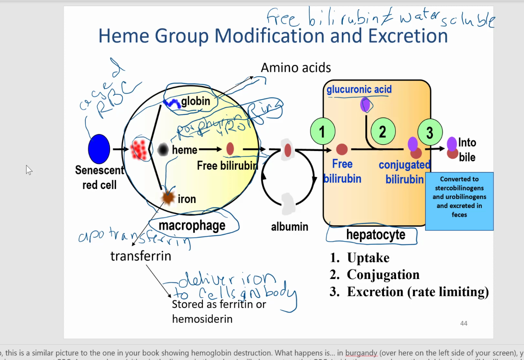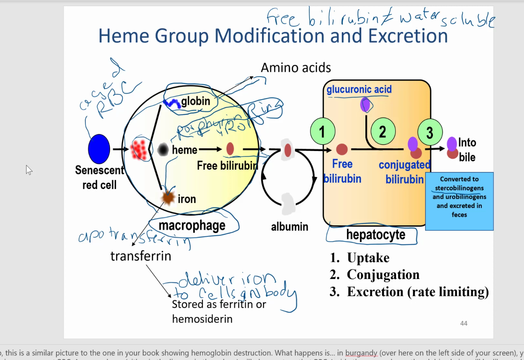Remember, hepatocytes make bile. Bile is stored and concentrated in the gallbladder. Bile is excreted out of your digestive system by going from the bile duct, the common bile duct, into your small intestine. While it's in the small intestine, bacteria there can convert the bile into other forms called stercobilinogens, which is the reason why your feces look brown.